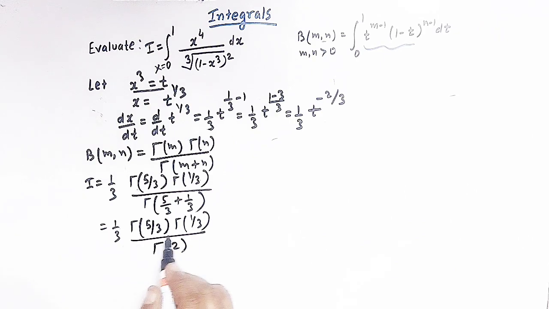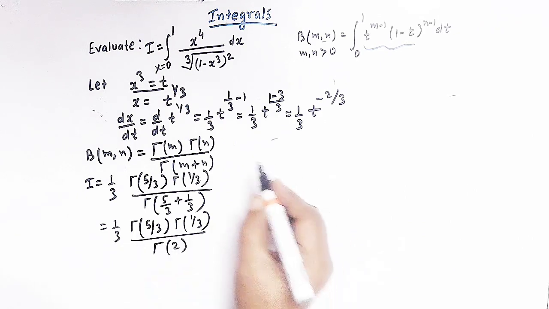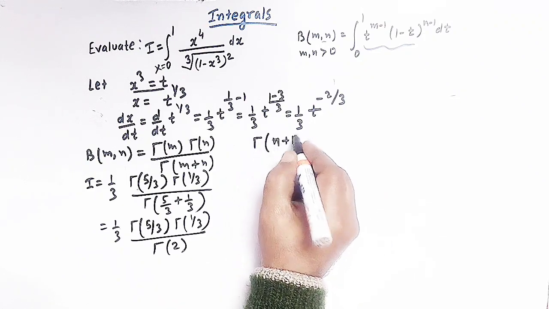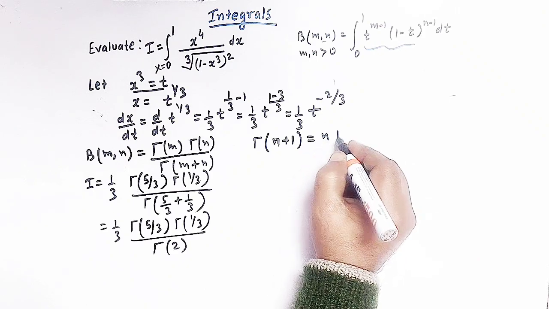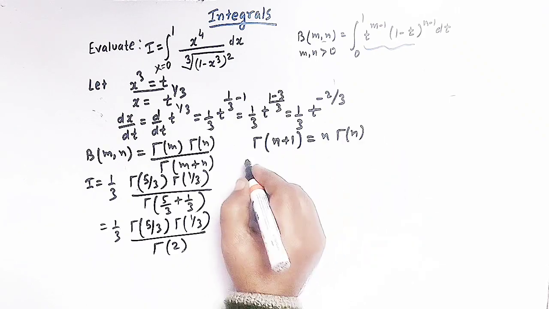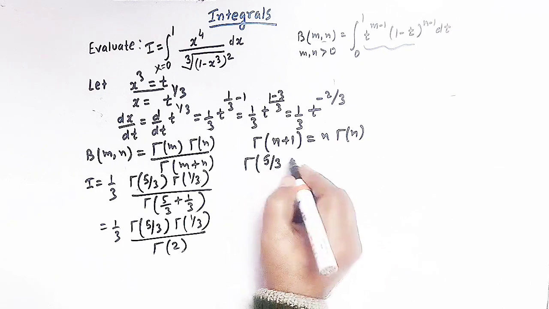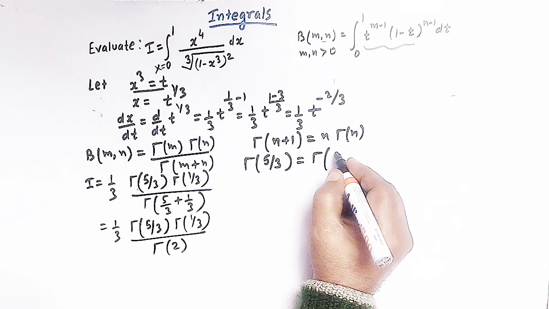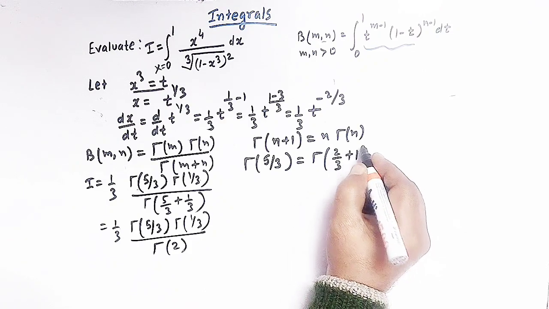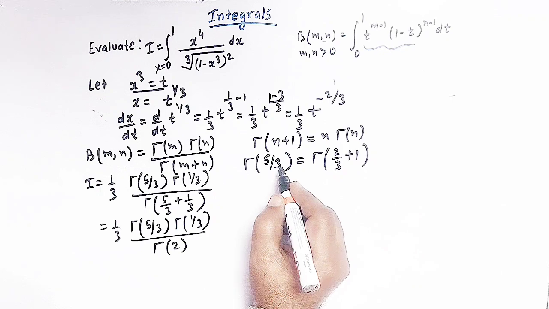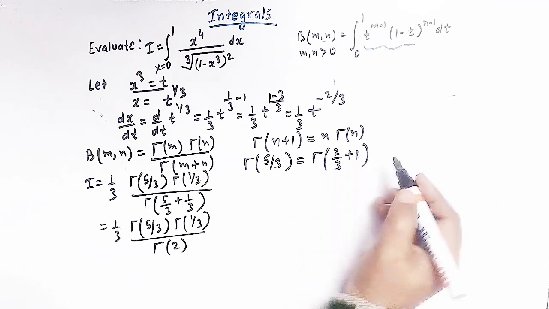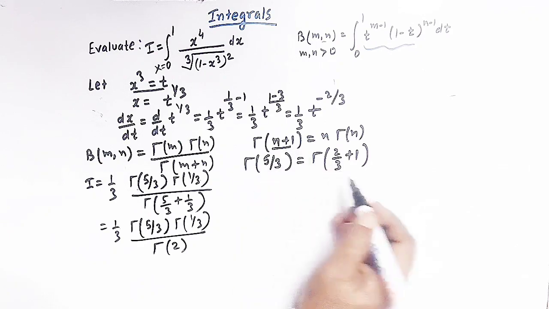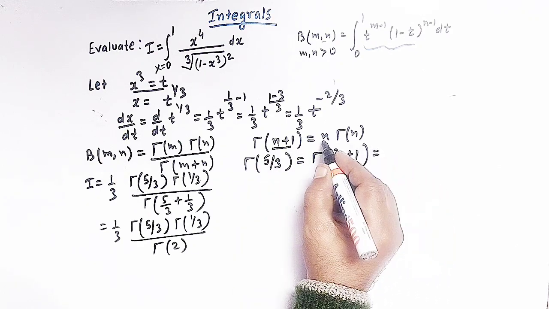So now to get the value of gamma 5 over 3, let us make use of this important result, that is gamma n plus 1 is equal to n times gamma n, right? So if we take gamma of 5 over 3, then gamma 5 over 3 can be written as, here we can write 2 over 3 plus 1. Right? So we can split 5 over 3 as 2 over 3 plus 1. So if we compare this expression with this one, then n is 2 over 3. So here we can now use this expression.